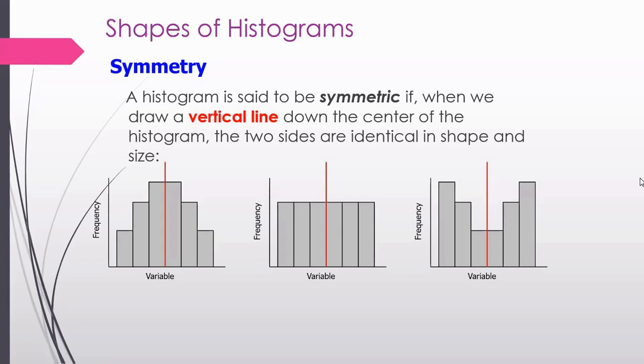Bimodal, yes, because this class interval and this class interval have the same frequency with different classes, but the same frequency. So it's bimodal and also symmetrical. What about this second one? How many modes are there?